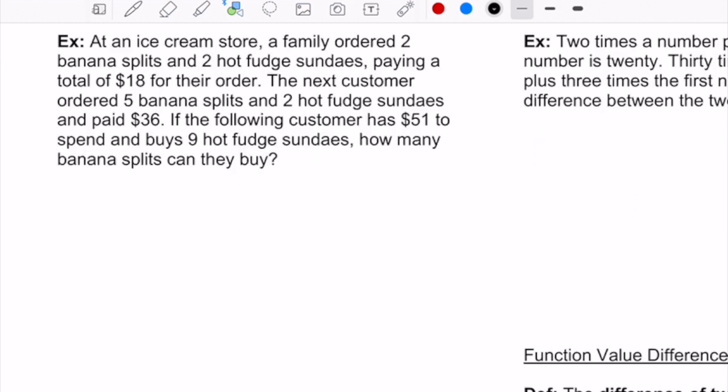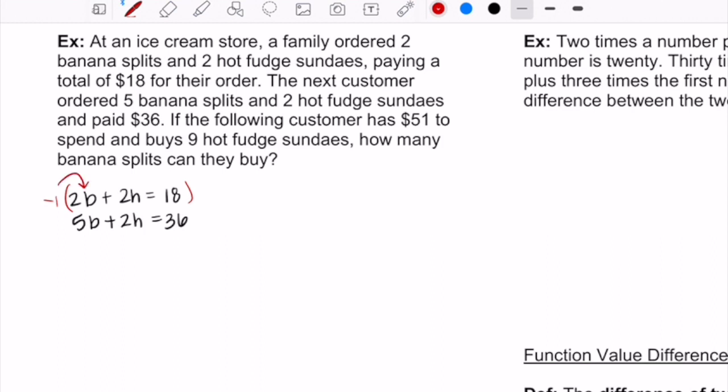It is very common that you would be asked to use systems to solve word problems. At an ice cream store, a family ordered 2 banana splits and 2 hot fudge sundaes and paid $18. Here I'm letting B stand for banana splits and H stand for hot fudge sundaes. The next customer ordered 5 banana splits and 2 hot fudge sundaes and paid $36. We need to figure out how much each one costs. Here I'll choose to use elimination.